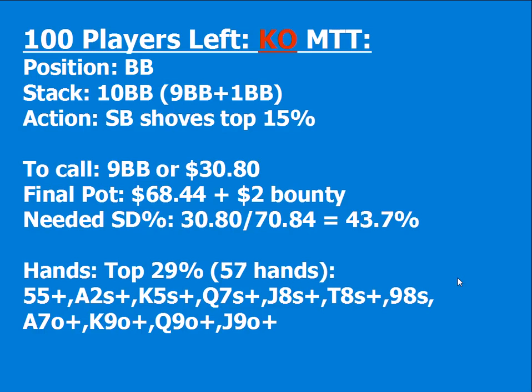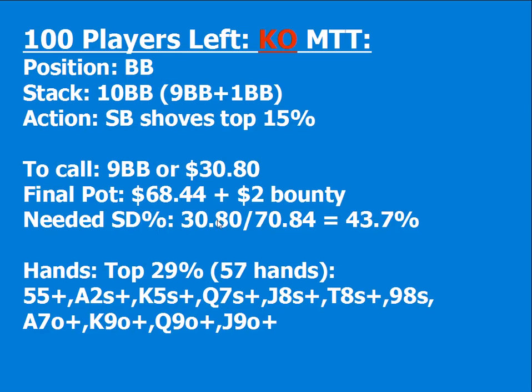All right, 100 players left. The knockout tournament, same thing. We're in the blind, 10 big blinds. Guy shoves on us with the top 15%. The amount of our 9 big blinds that we have to call is 3080. And the final pot is still going to be 68.44, but there's a $2 additional reward, right?